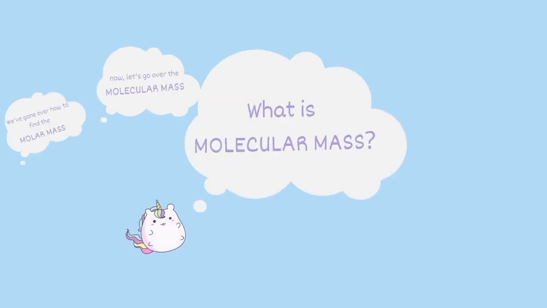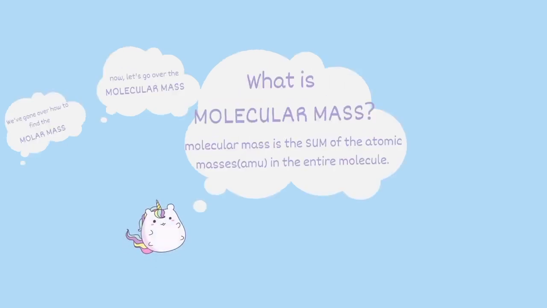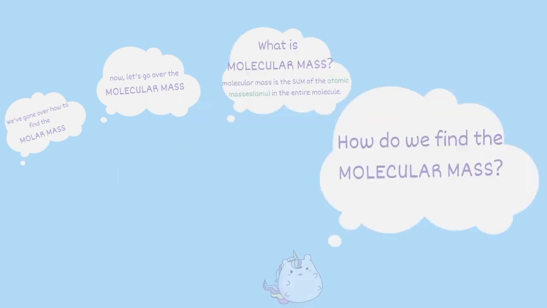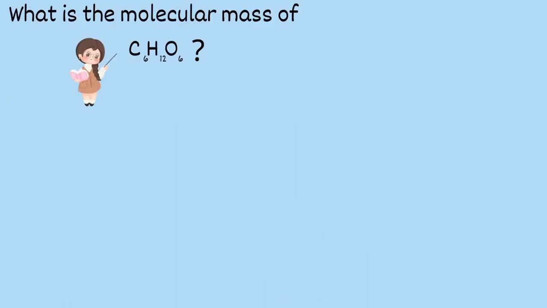First off, what is molecular mass? Molecular mass is the sum of the atomic masses, the AMU, in the entire molecule. And just as a side note, remember atomic mass is equal to the molar mass. So how do we find the molecular mass? The best way to understand this is jumping right into some practice problems. So let's get to it.